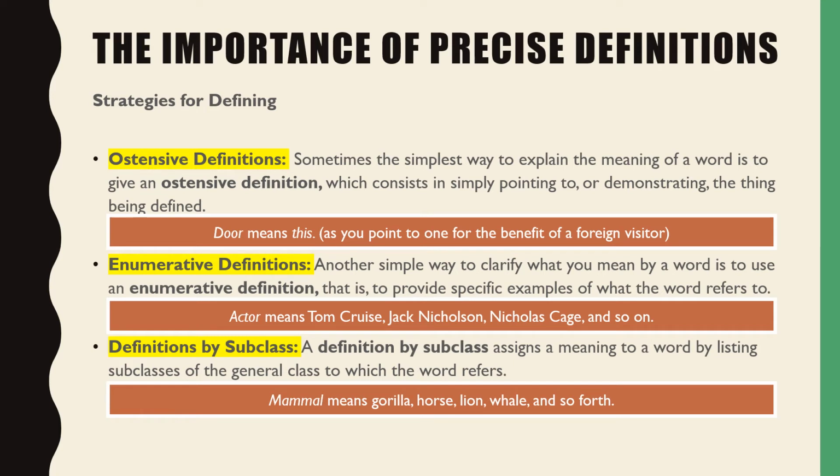Next is definition by subclass. It assigns a meaning to a word by listing subclasses of the general class to which the word refers. For example, the word mammal means gorilla, horse, lion, whale, and so forth.